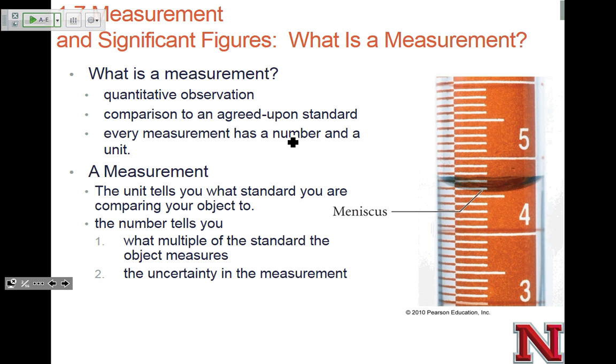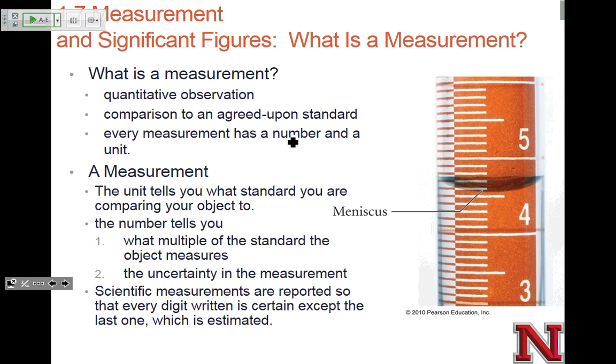There are some instruments that are going to be more sensitive to measurements, and we need to be understanding of that. So scientific measurements are reported so that every digit written is certain except the last one. The last one is estimated. So for example, if I said this was 4.57 milliliters, I understand that 7 is estimated. It's close. It's not 4.52. That's pretty clear from where my meniscus is, but there's still uncertainty there.